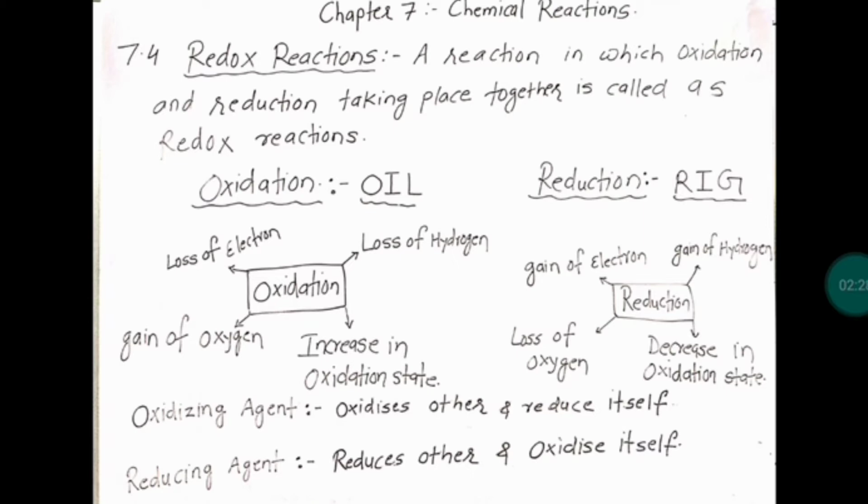There are another two terms, oxidizing agent and reducing agent. An oxidizing agent is a chemical or compound that oxidizes others. It will oxidize another compound and itself it will be reduced, and a reducing agent will reduce the other reactant and itself get oxidized. So the oxidizing agent itself undergoes reduction, and the reducing agent itself undergoes oxidation.